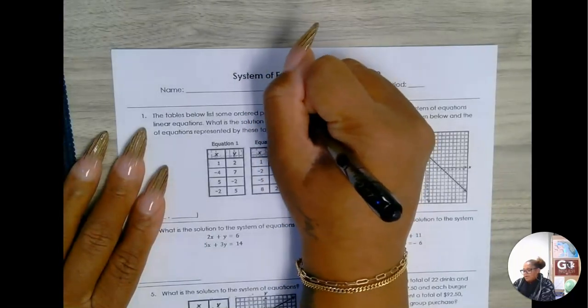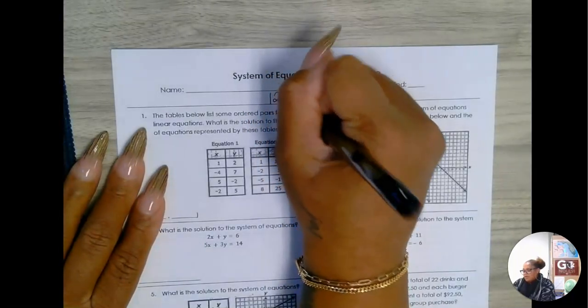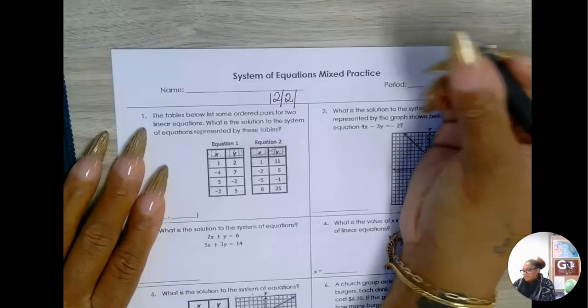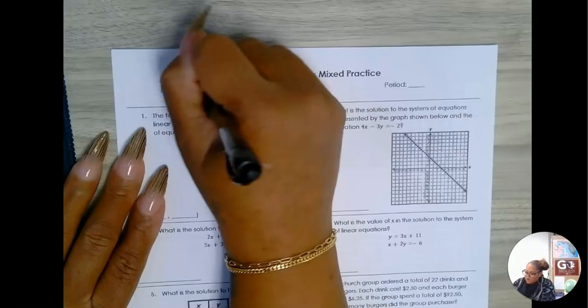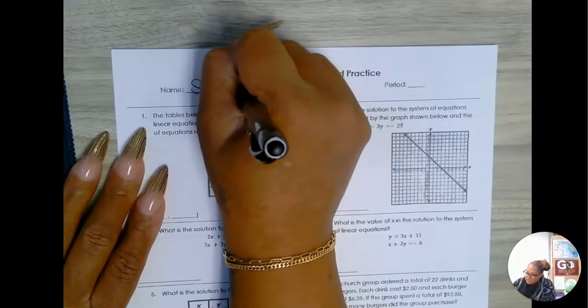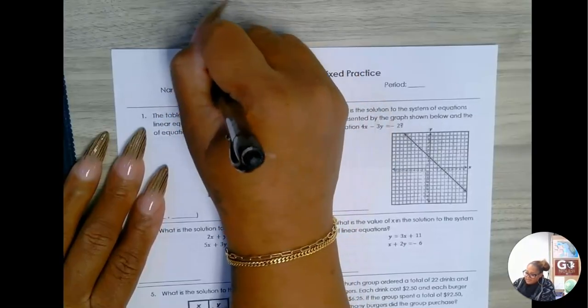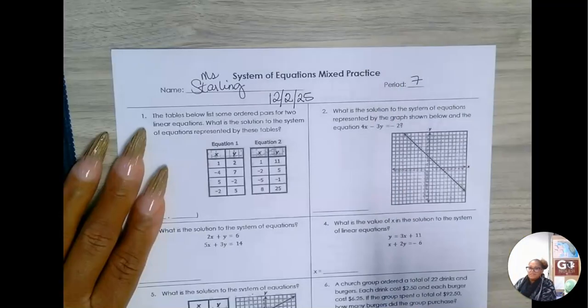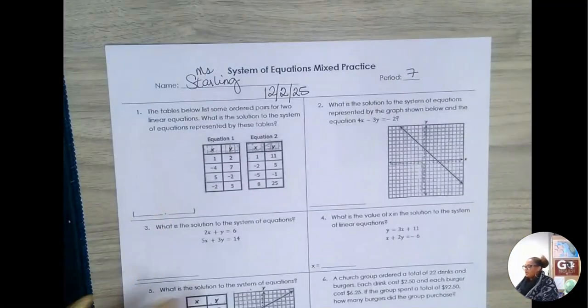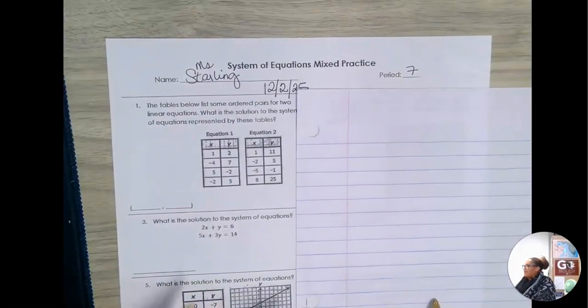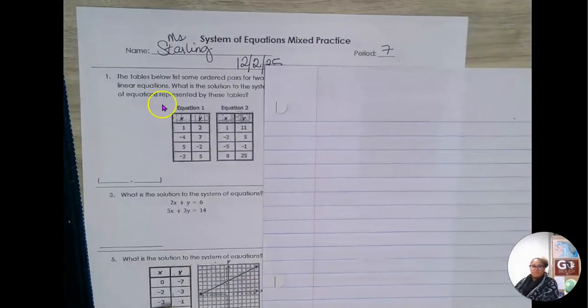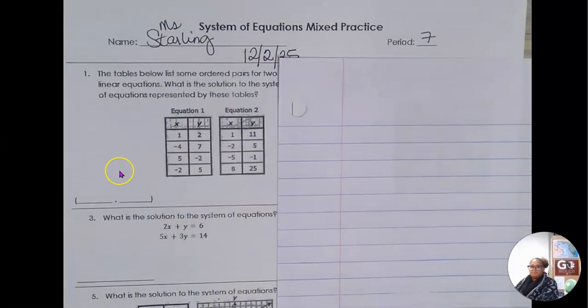All right, we are going over our mixed practice on systems of equations. Mind you, these are equations, not inequalities till tomorrow. This is Ms. Starling's paper, 7 period. Okay, so we're going to go over how to solve the problems, and then we'll solve them independently.